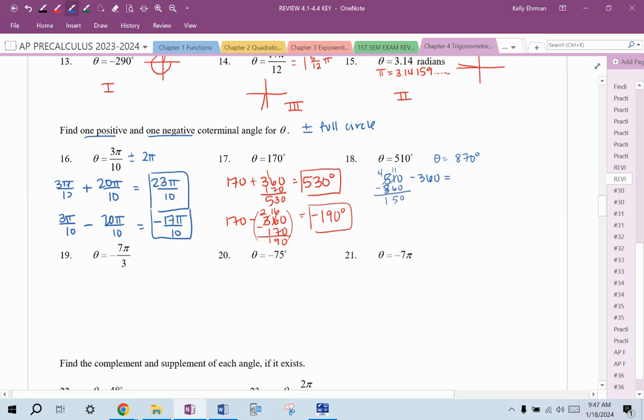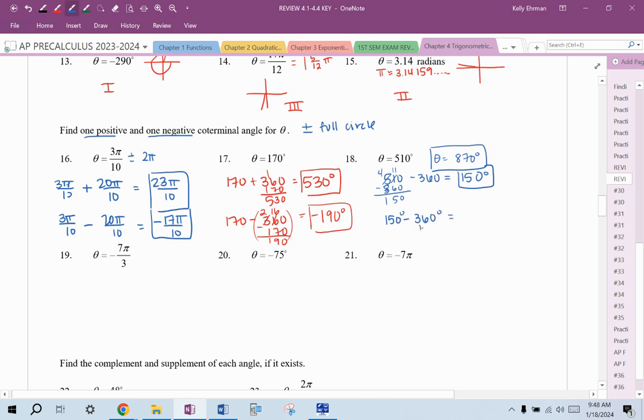We're getting 150. That's still positive 150. So 870 could be a positive coterminal angle, but so could 150. So just because I subtracted doesn't mean that's my negative answer. I have to subtract again. So I like to take the positive answer and subtract again.